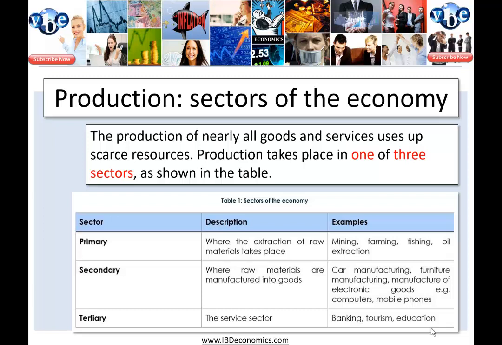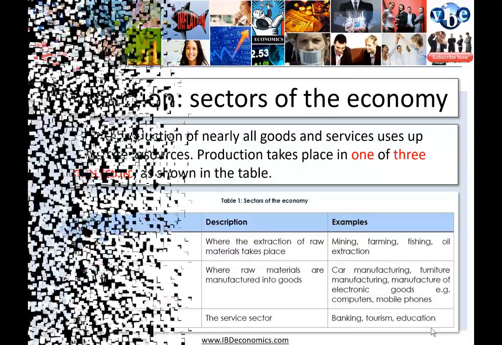Secondary, where those raw materials are taken and manufactured into goods. So we're talking things like car manufacturing, producing computers, mobile phones, etc. And tertiary refers to the service sector, things like banking, tourism, education. If you can't touch it, it's a service.